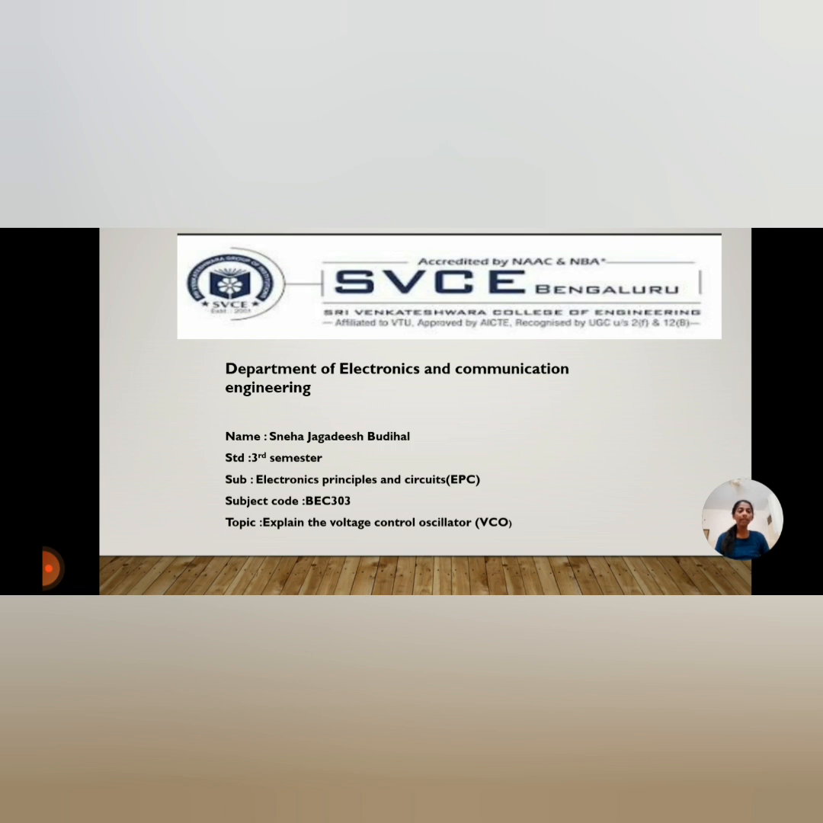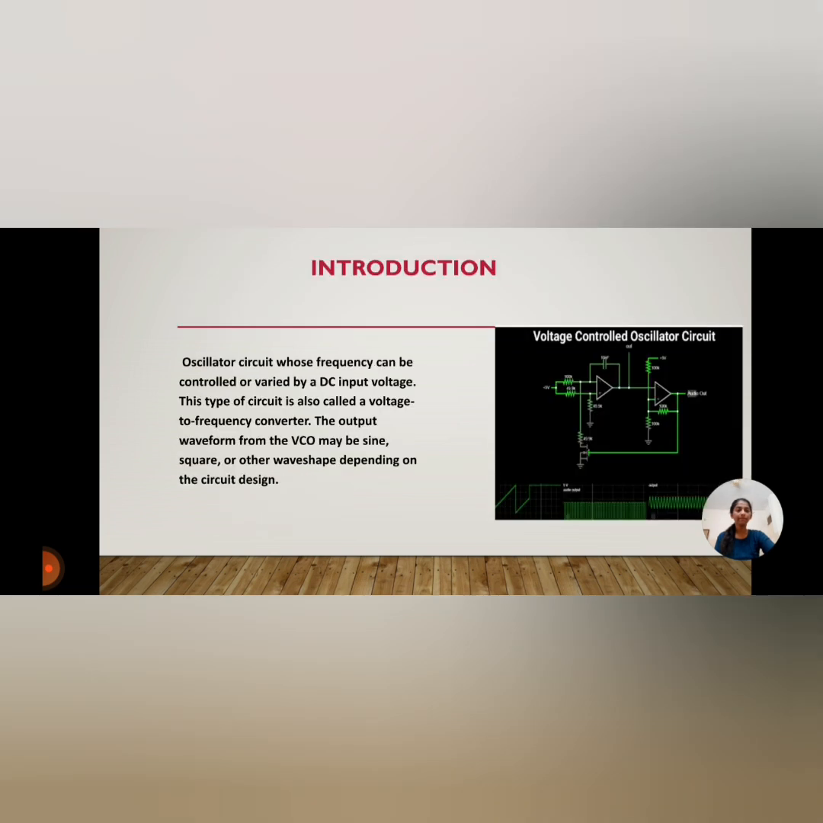Topic is explain the voltage control oscillator, that is the VCO. Let us discuss about the VCO. Introduction. Oscillator circuits whose frequency can be controlled or varied by a DC input voltage. This type of circuit is also called a voltage to frequency converter. The output waveform from the VCO may be a sine wave or other wave shape depending on the circuit design.